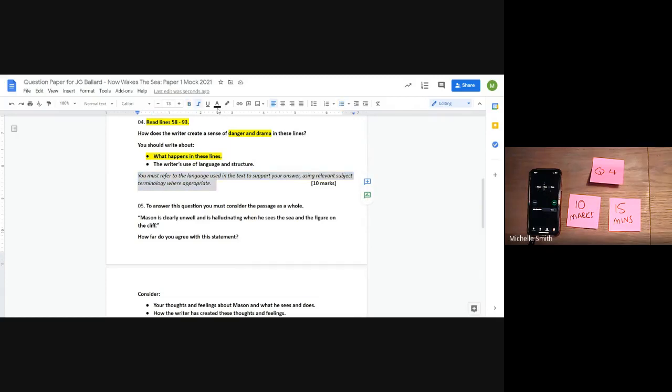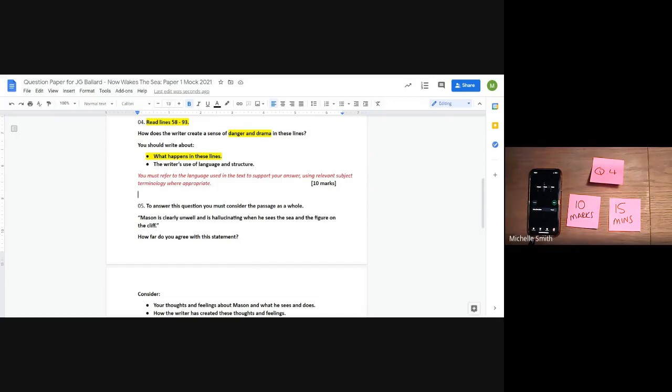Okay, remember, we need to quote as always. I'm just going to make that red to remind you. And this is a 10-mark question again. 10 marks means we're looking for about 8 different points where we can sense danger and drama supported by 8 different quotes. And I would recommend again that you spend about 15 minutes on this question.